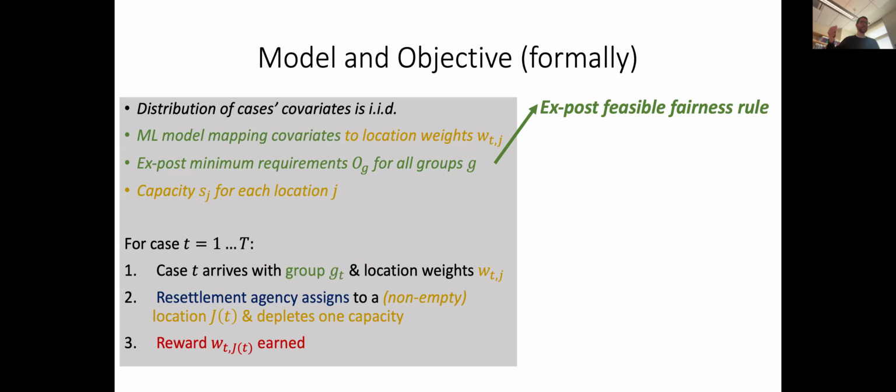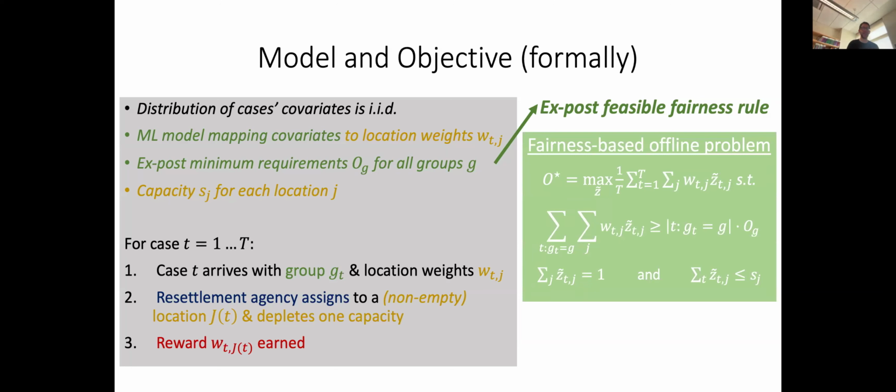And then as our cases arrive sequentially, each case has a group membership, g_t. Given those location weights, the resettlement agency assigns the case to a non-empty location j_t, non-empty meaning there's capacity remaining, and thereby depletes one capacity from that location. And then a reward is earned based on the location that the case has been assigned to.